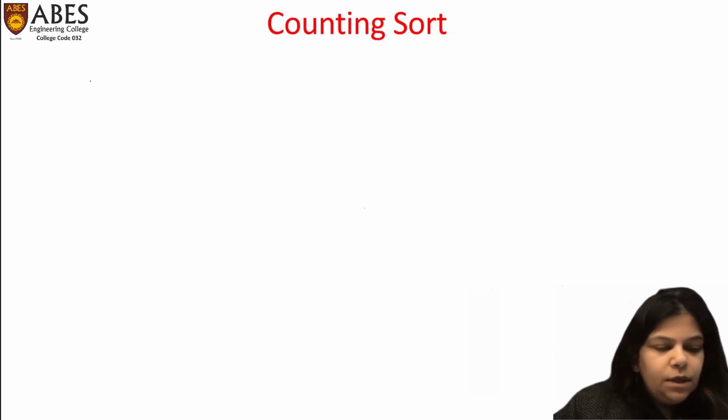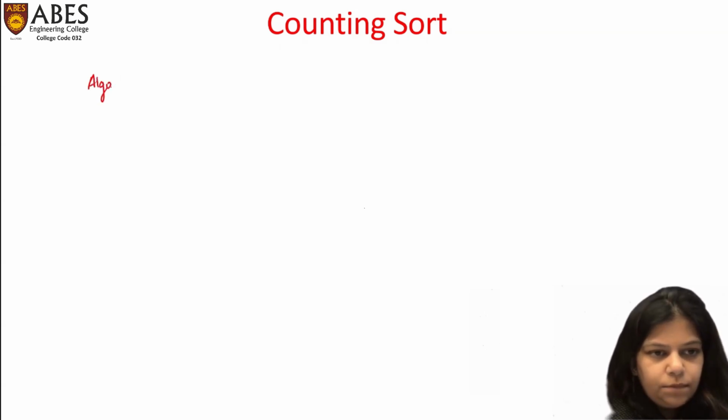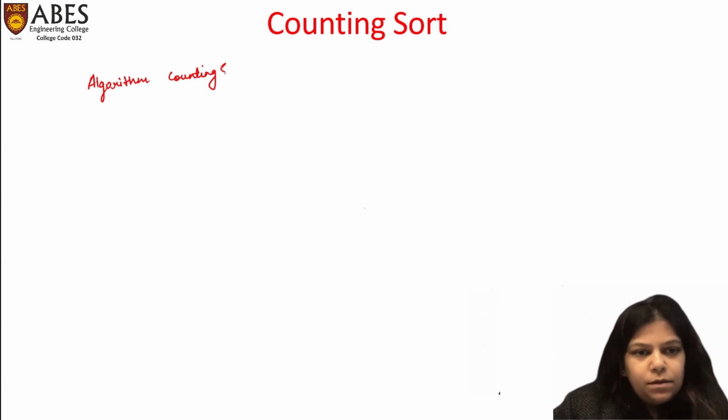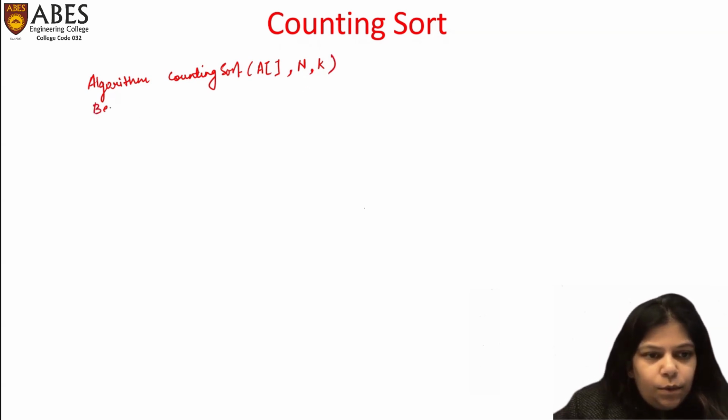Now, let us suppose the algorithm can be named counting sort. It will have 3 parameters: the array, the number of elements, and k. That is the distinct values, the range of the values that we are having. Okay? So let us just begin this algorithm.